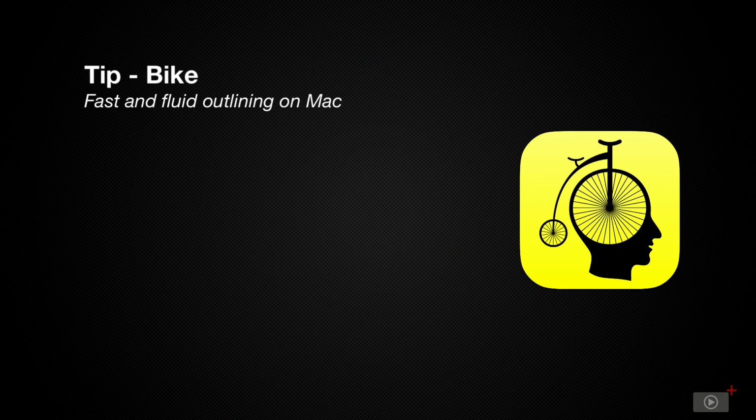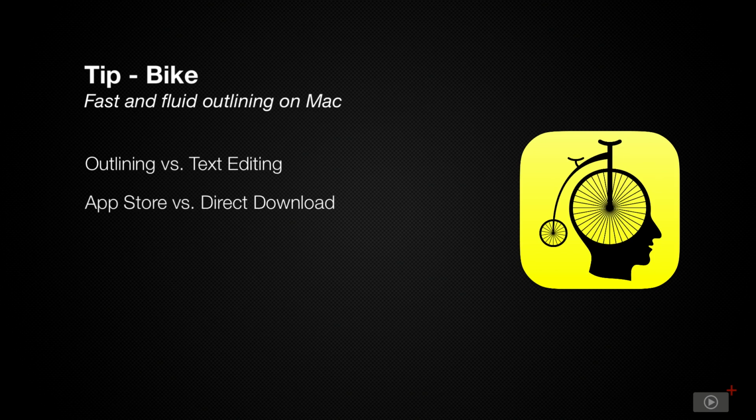In this screencast, we'll demonstrate the difference between the outlining and text editing modes and show how Bike allows you to switch between them with ease. We'll explain the differences between the App Store and direct download versions of the app and the unique pricing strategy that aims to hit the sweet spot between a one-time purchase and a subscription. We'll show you how to use the links to sections of your outline in other applications, demo the AppleScript support, and share a bunch of essential shortcuts so you can work with your outlines efficiently without having to take your hands off your keyboard.